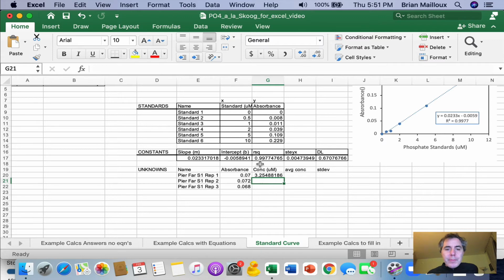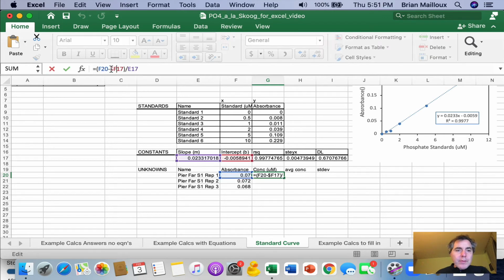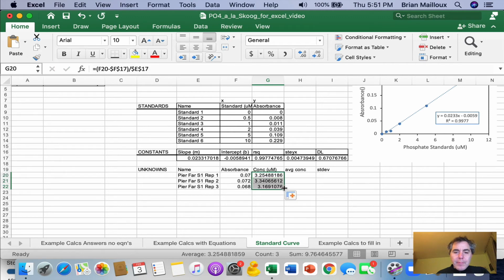So 0.07, that would be somewhere up in here. 0.07, yep, and that should be about 3. And now if I'm going to drag this down, we need our correct dollar signs. So put in your dollar signs. Drag it down, and that is good. And so now you have your calculated concentration, your absorbance, you know your sample name.